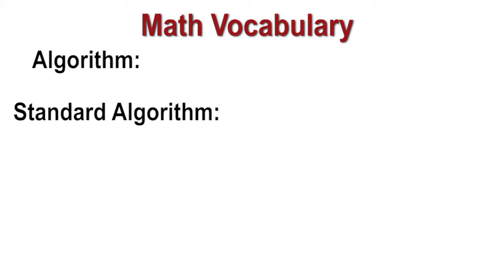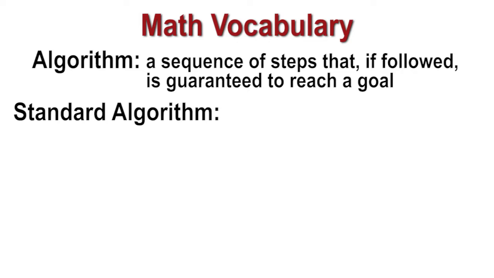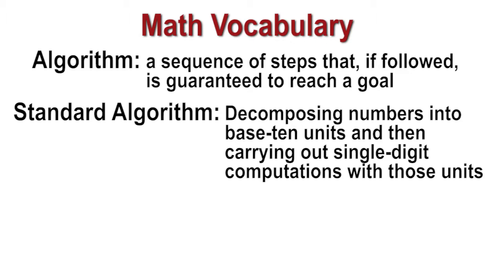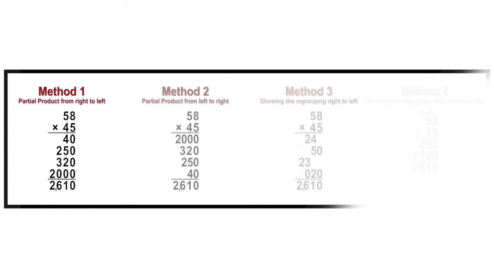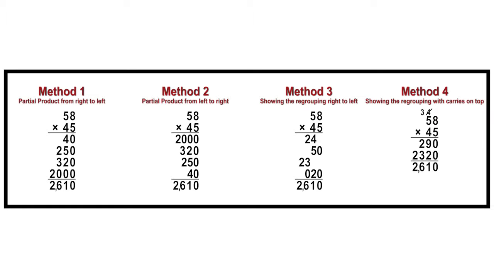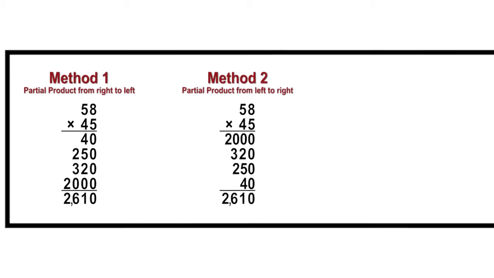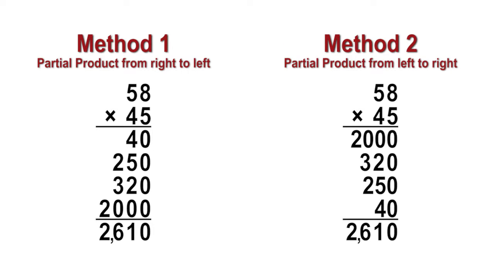Students will focus on algorithms and standard algorithms for multiplication. An algorithm is a sequence of steps that, if followed, is guaranteed to reach a goal. A standard algorithm is based on decomposing numbers into base 10 units and then carrying out the single-digit computations with those units. Here is a table of written methods for multiplication in 5th grade, and they are all algorithms. Let's focus on methods 1 and 2. These methods are the preferred standard algorithm for 5th grade because of their strong reinforcement of place value and the properties of multiplication. Methods 1 and 2 show partial products from the area model learned in 4th grade.